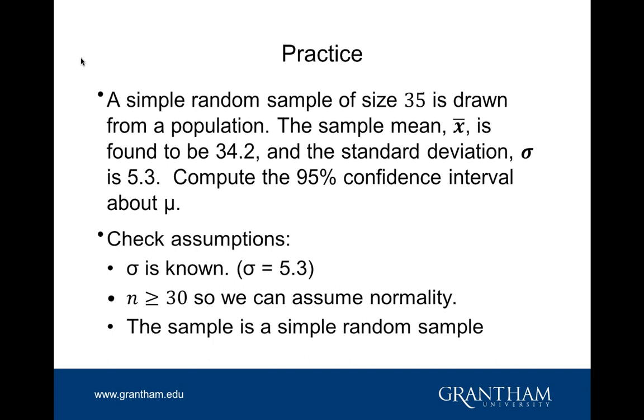The second condition says that we must verify that the data comes from a normal distribution. Now, in the problem, it does not say that it's a normal distribution, but the sample size is pretty large. When we say large, we mean that it's bigger than 30. If you look at the problem, you'll see that the sample size is equal to 35, which is larger than 30. So assumption number 2 is true.